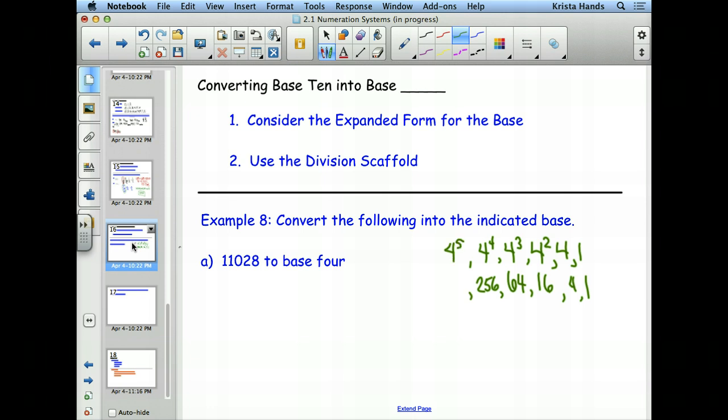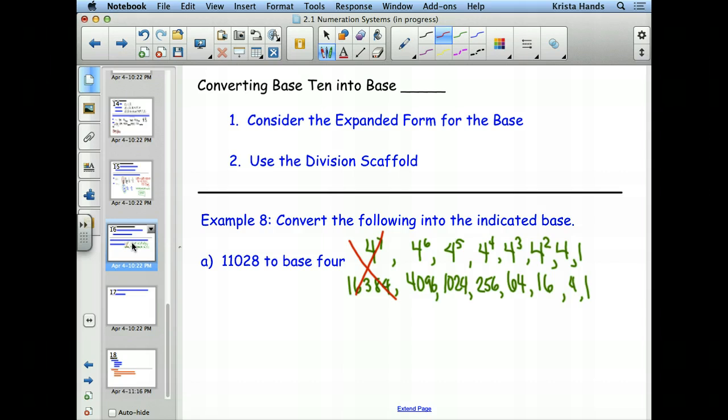Next power is 4 to the 5th, which is what? 1,024. Hey, I'm bigger than 1,000 now. How about 4 to the 6th? 4,096. And I'm going to show you one more, though we're not going to need it, and you'll see why. What is 4 to the 7th? 16,384. And how do I know I don't need that one? That is bigger than the 11,000 crayons that I have.